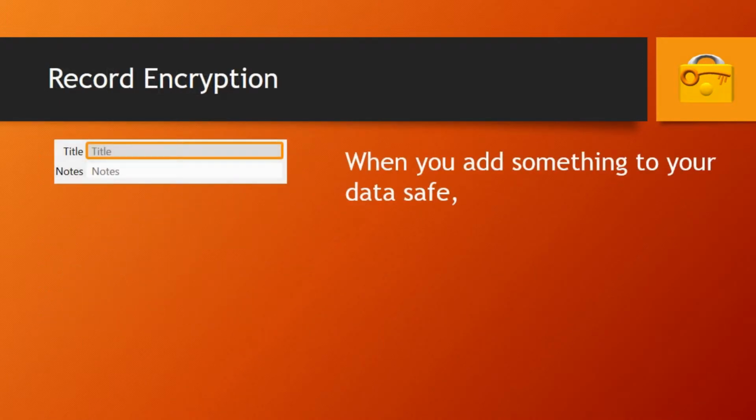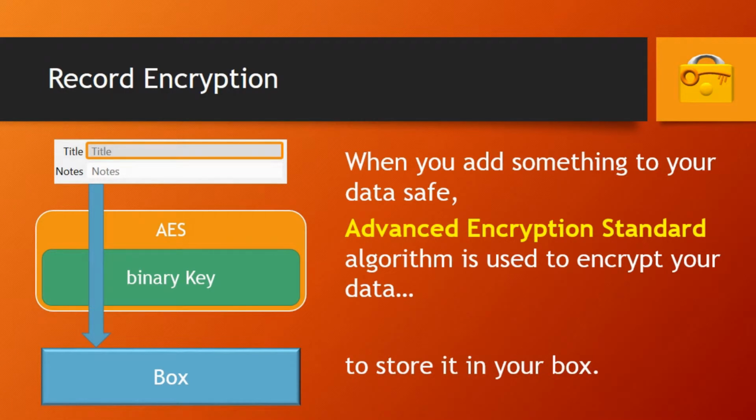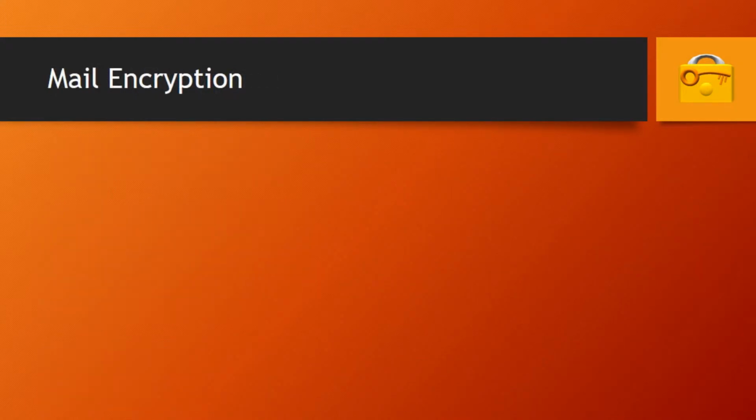Whenever you add something to your data safe, the Advanced Encryption Standard algorithm is used to encrypt your data, to finally store it in your box. And that's the point where your binary key comes into play again. Okay, so far so good.